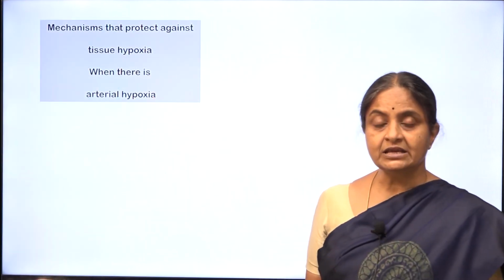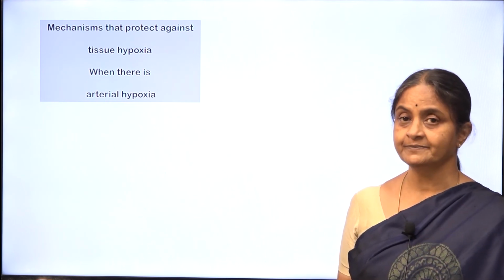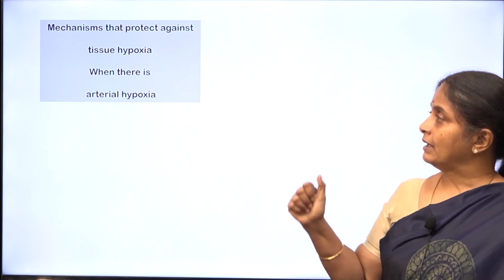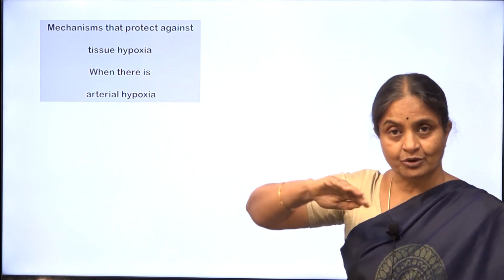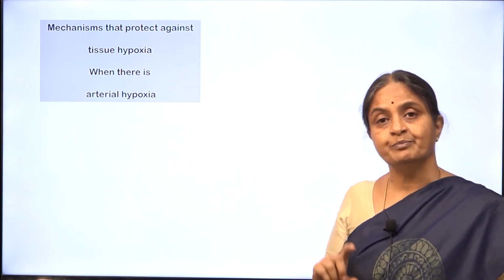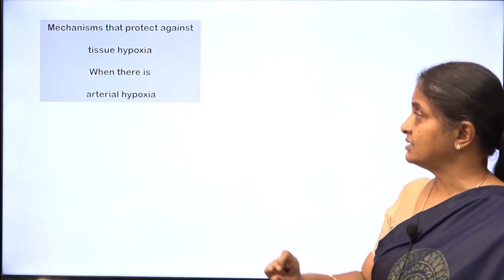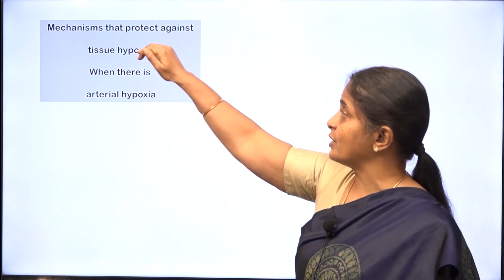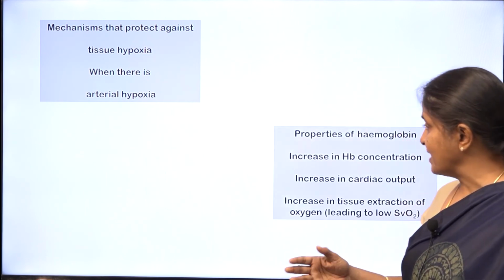So we have seen 4 mechanisms of arterial hypoxia, and arterial hypoxia does not always result in tissue hypoxia. We have considered that in detail in the previous discussion. There are compensatory mechanisms which protect against tissue hypoxia in arterial hypoxia. What are those compensatory mechanisms?